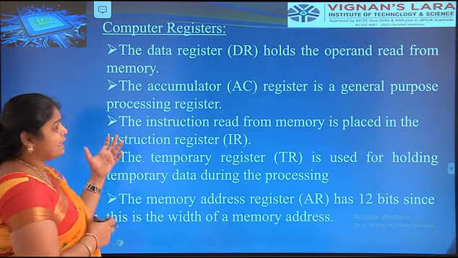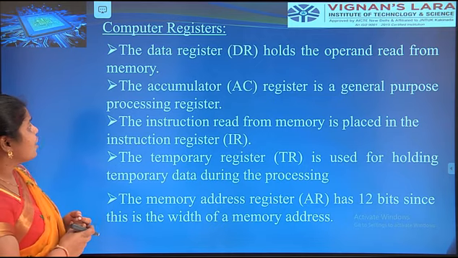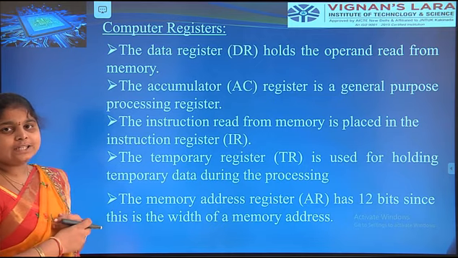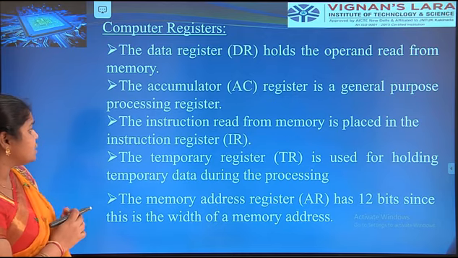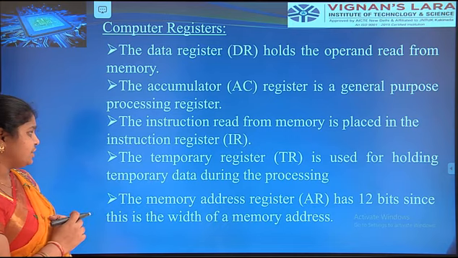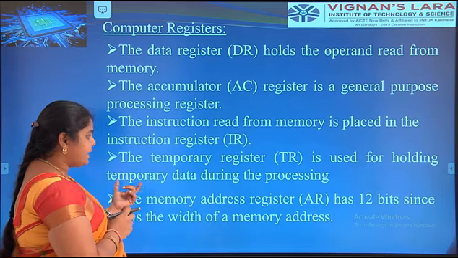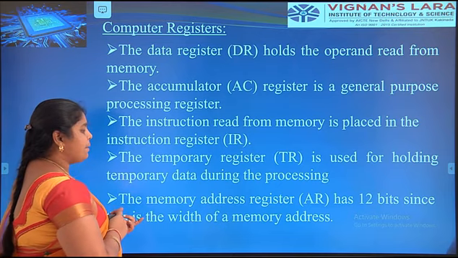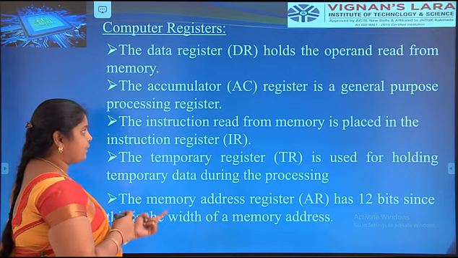Next, coming to the definitions of those registers. The data register holds the operands read from the memory. The accumulator is a general purpose register. The instruction register holds the instruction read from memory. The temporary register holds the temporary data during the process. The memory address register has 12 bits. This is the width of the memory address.